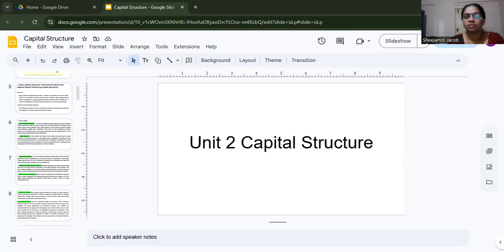So, what does capital structure mean? It is a mix of debt instruments and equity. So, what is an optimal capital structure? The optimal capital structure balances risk and return, minimizes the cost of capital and maximizes the value of the firm. So, that is the optimal capital structure.